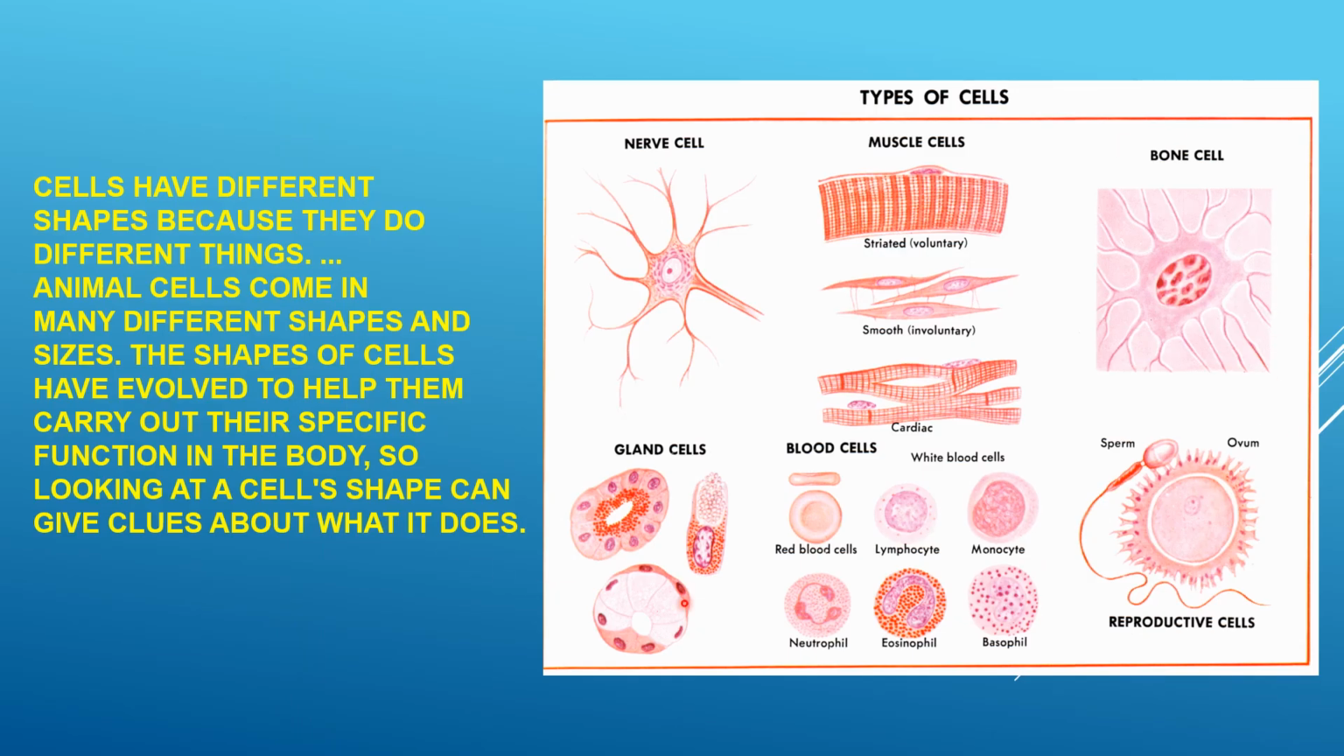Just see here, different types of cells are there. Just see the nerve cell. Just look at the structure of those cells: nerve cells, muscle cells, bone cells, gland cells, blood cells, reproductive cells. So different structures are there. Cells have different shapes because they do different activities. Why do they have different shapes? Because they are doing different activities. Animal cells come in different shapes and sizes. Why are they different? Because it helps them do the specific function in the body. So these are all the different types of cells.